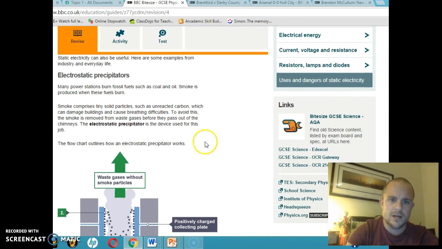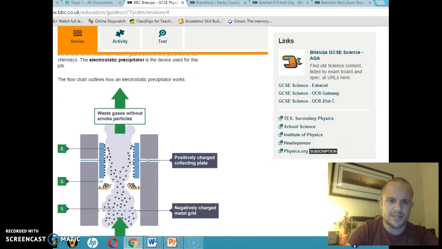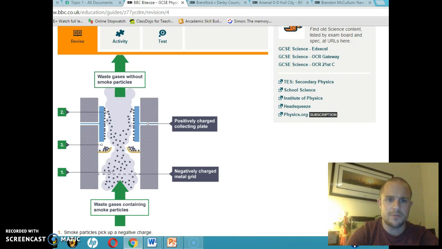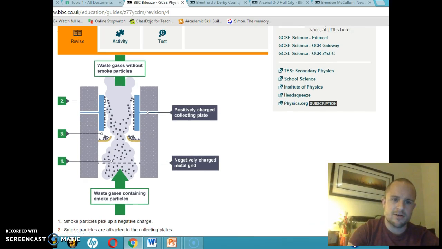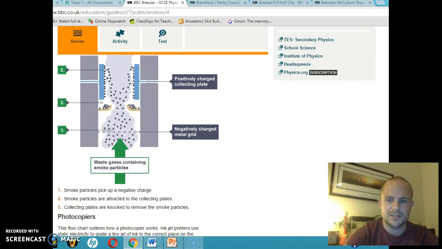So this is an electrostatic precipitator. Often in power stations you get a lot of waste gases and unreacted carbon, and this can be damaging to buildings, and to humans if you breathe it in. So what can you do about it? This diagram you can't see very well, so go onto the website and have a look for yourself. But what happens is the smoke particles come in, they become negatively charged, and when they go up through the precipitator, they're attracted to the positively charged plates, which then collect the smoke particles. So this is much better for the environment, and it's a positive way that we can use static electricity to our advantage.